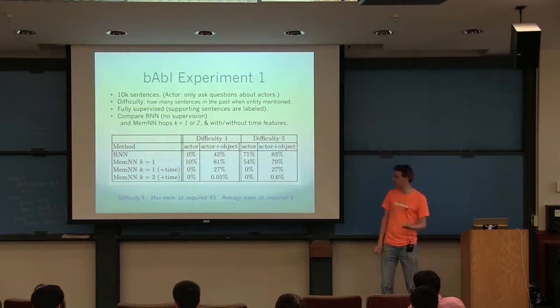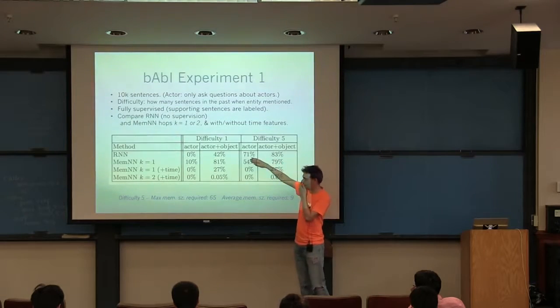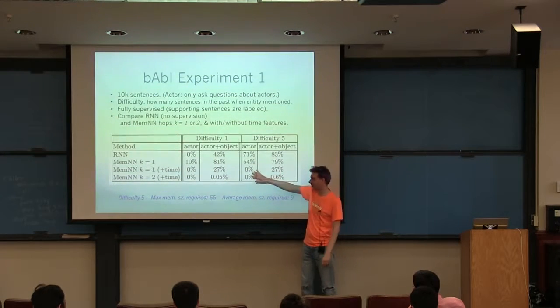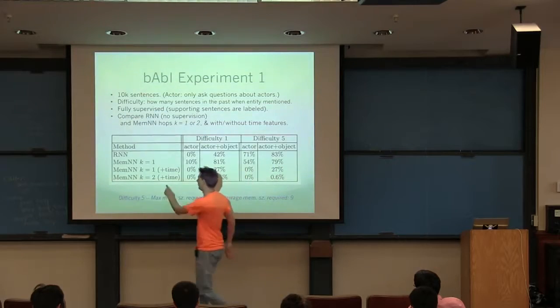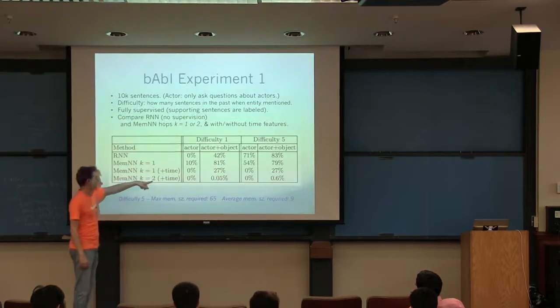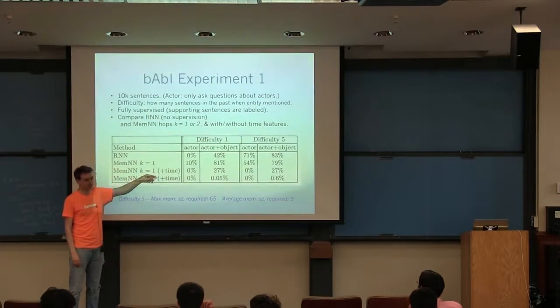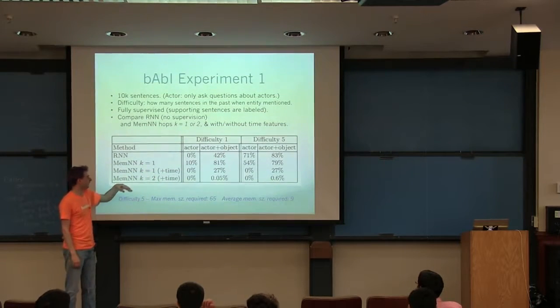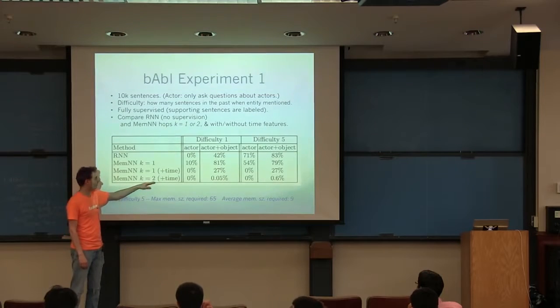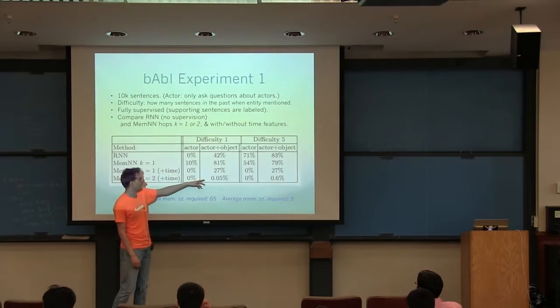So the recurrent neural network is compared against the memory network with k equals 1 hop or k equals 2 hops, and then either with the time features or without the time features. Basically, the 2 hops are necessary. So this is in terms of error rate. So you want like 0% basically.